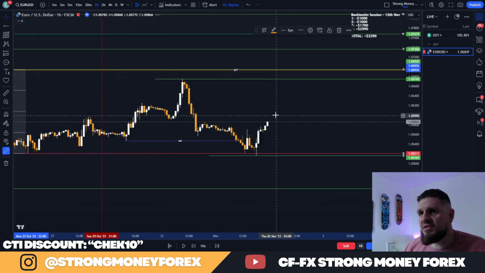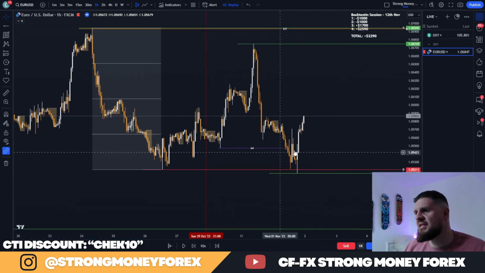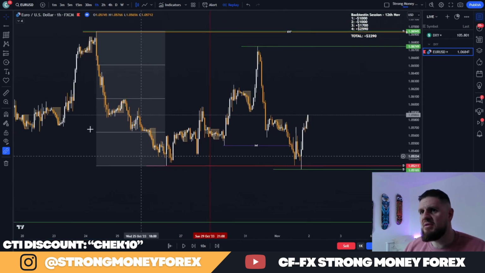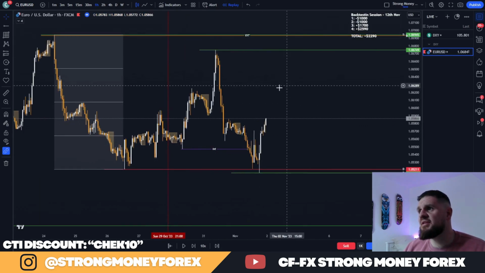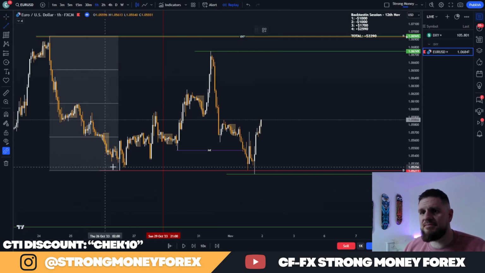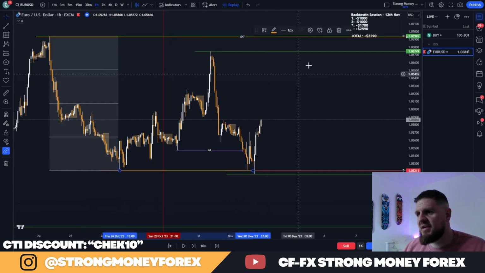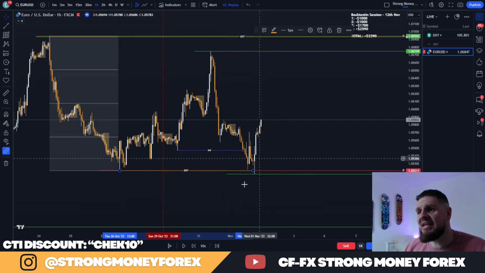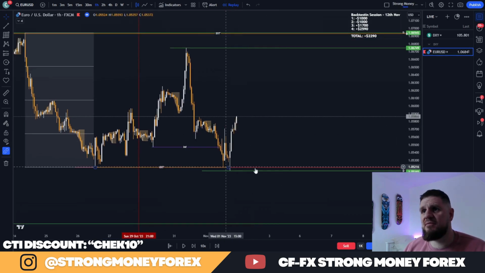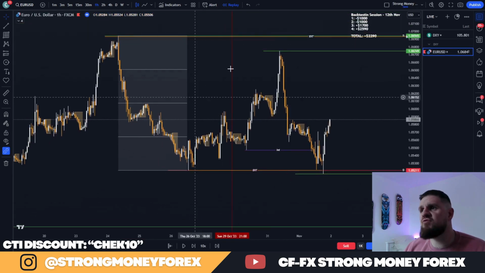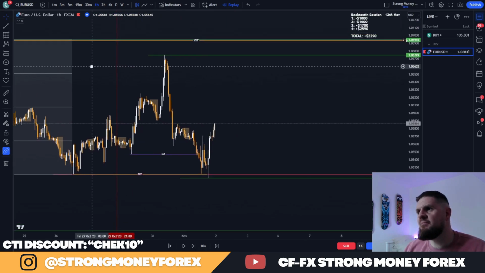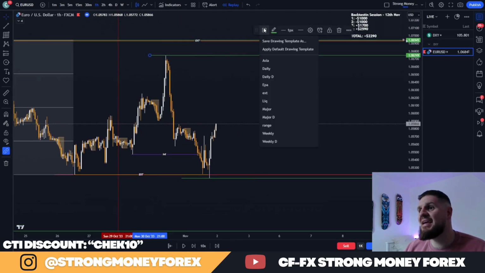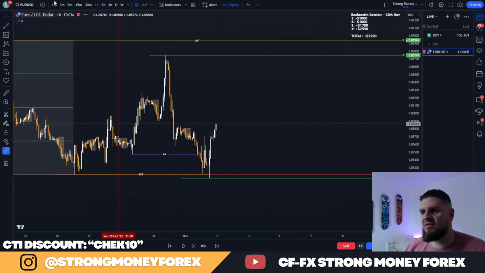Now, in order for us to understand what's going on, we need to really pay attention to the sweep. So this range, in my opinion, is still intact. What has happened is we've swept out the external liquidity, but we have literally just swept it. And that, for me, isn't a case of saying, right, we're in a new bearish range now. This range is still the range that I'm seriously considering. And for me, I'm going to be looking at either this daily level to be taking trades from.